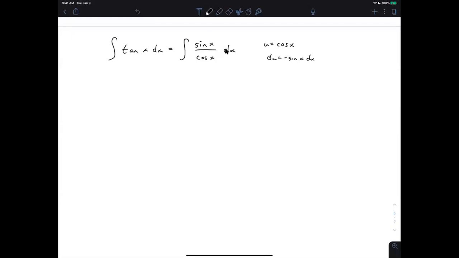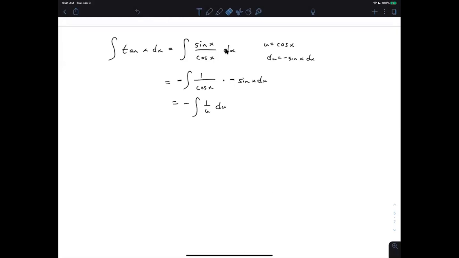And so what you can do is you can split off the sine, and then you can put a negative here and a negative out here. And so we get it to there. Does that make sense to everybody? That's good.